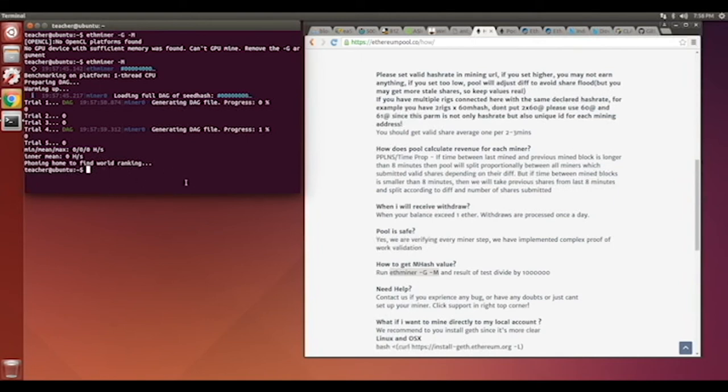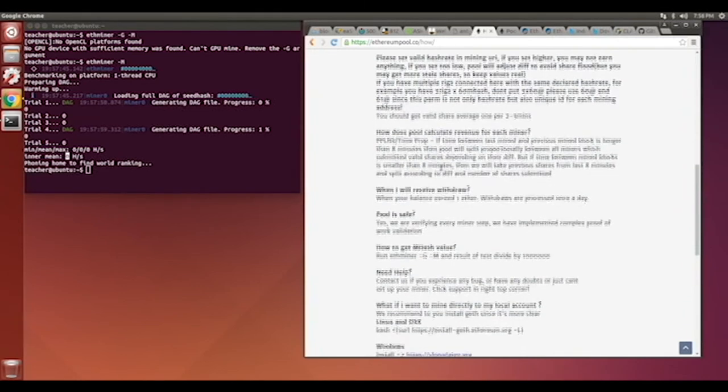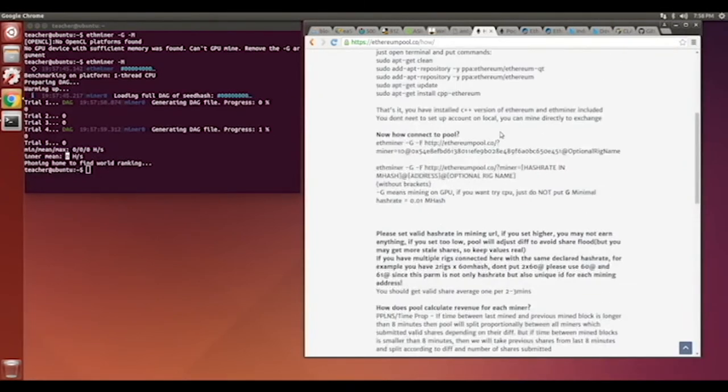This is not a real working computer. This is just kind of a virtual machine. So hopefully when you do it, you're going to get a real nice hash per second number here. And that's what you're going to fill in when you join the pool, right?